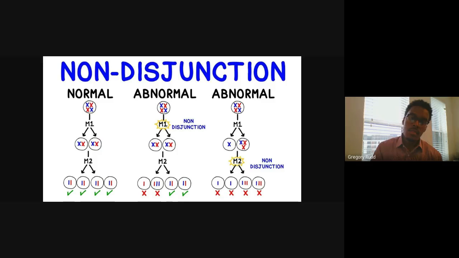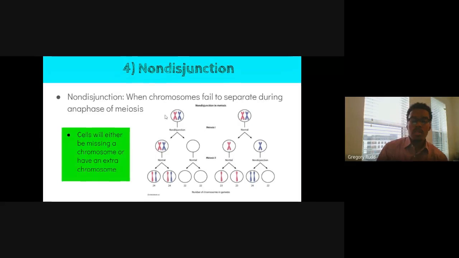So this can lead to some pretty serious health conditions. The most well-known of which is called Down syndrome. Down syndrome is a result of non-disjunction, in which you end up with an extra chromosome.